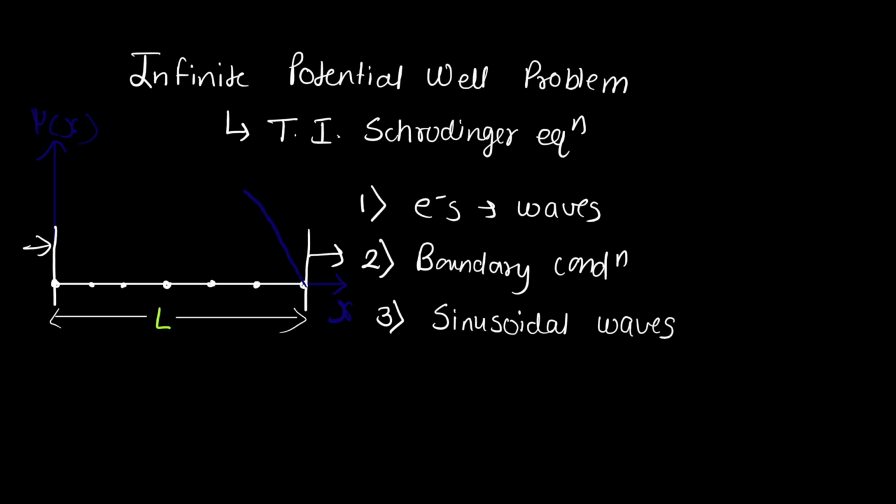Now let's draw a sine wave which has zero values at the boundary. Please assume that this is a sine waveform. So this particular wave has zero values at the boundary as well as a sinusoidal form. So this can be a possible electron wave.